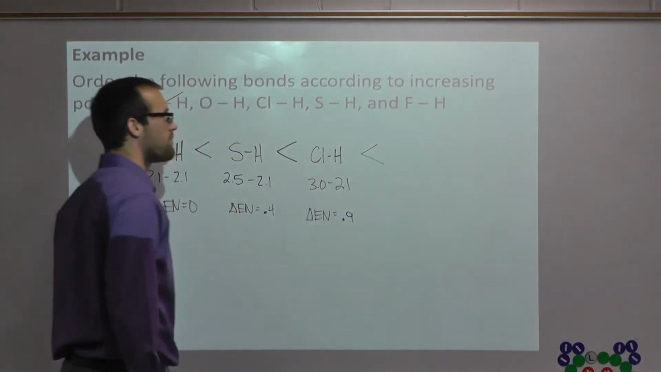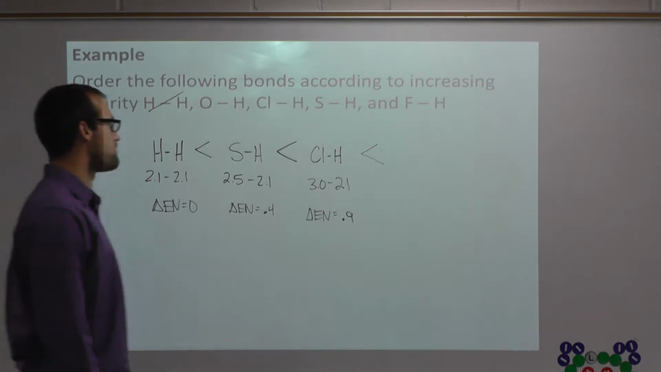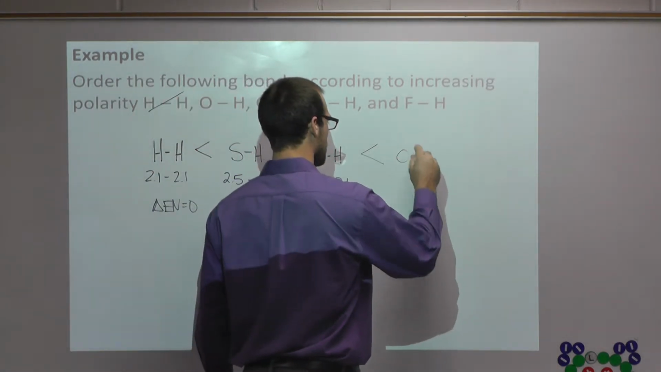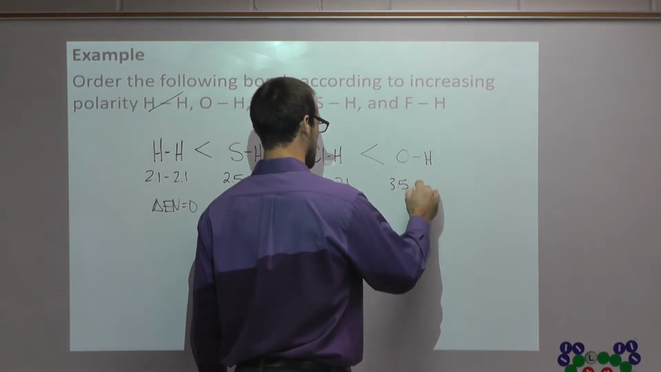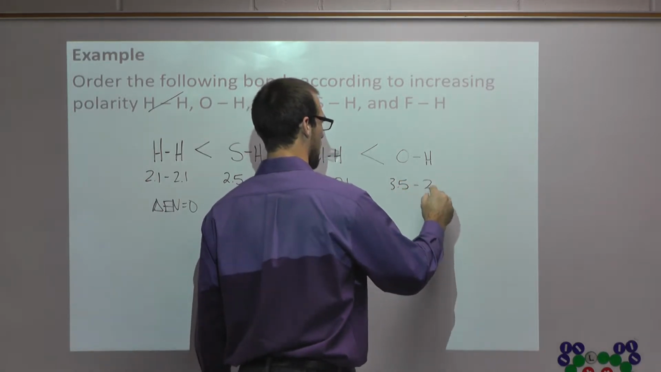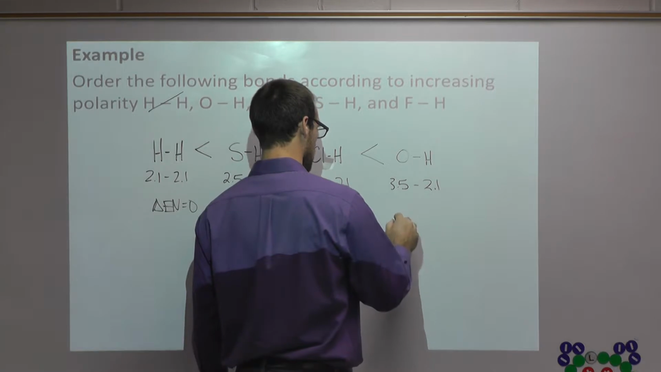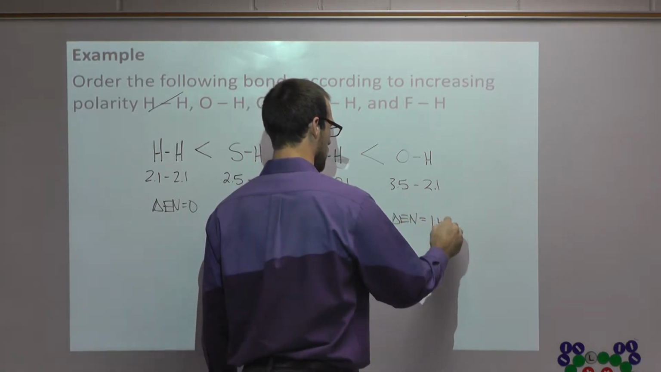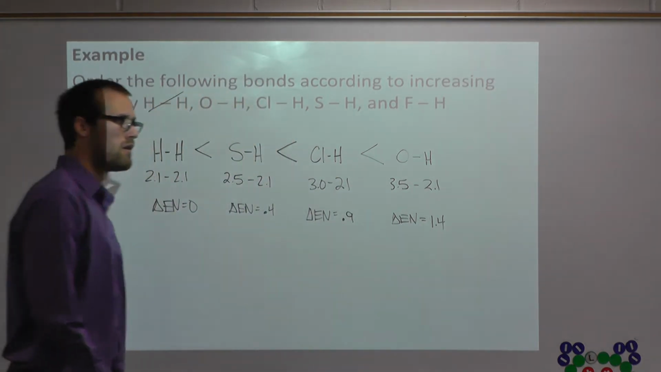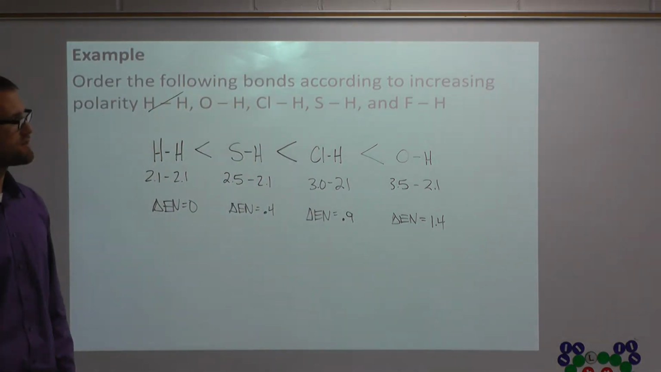What's next? O and H. It was a toss up for me between chlorine and oxygen. Oxygen is actually significantly more electronegative. Okay. Is that one of the instances where the row matters more than the column? Well, it kind of depends.